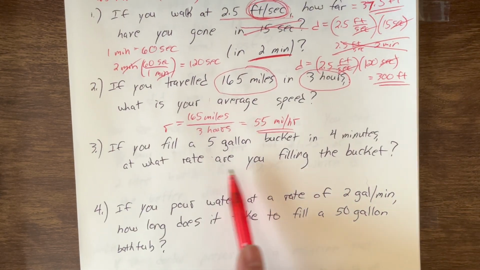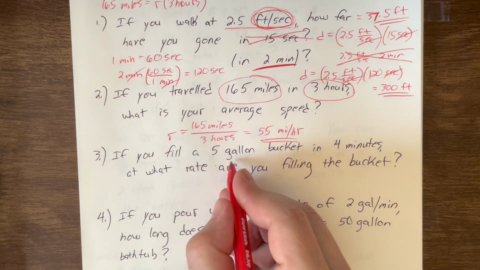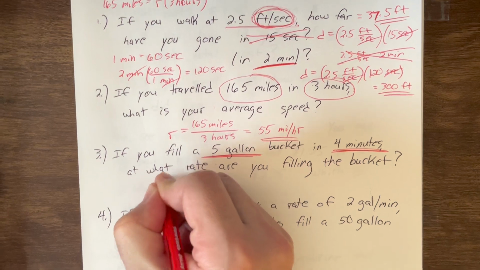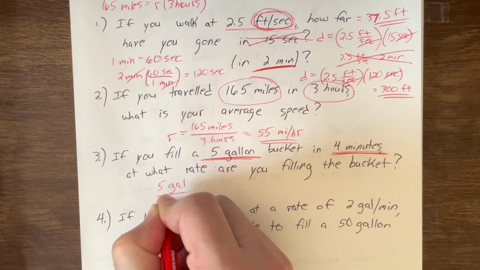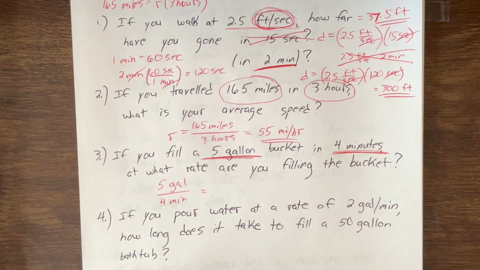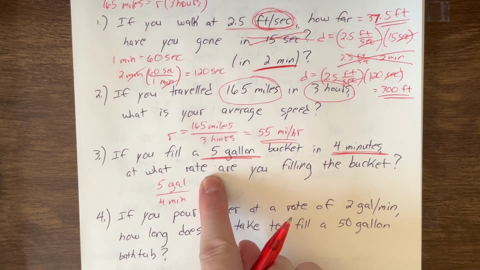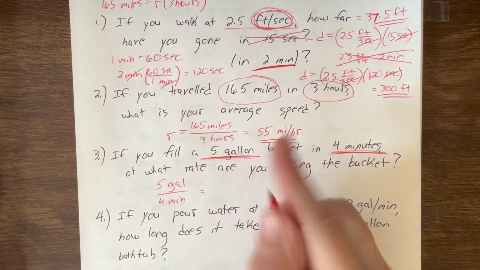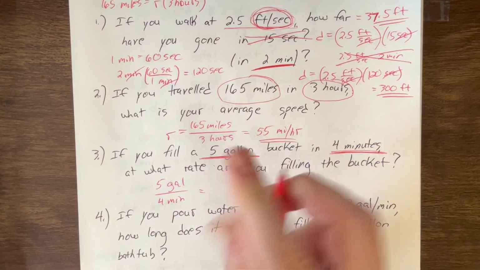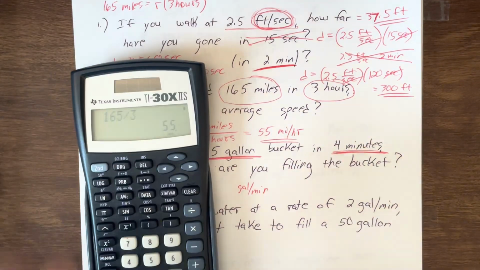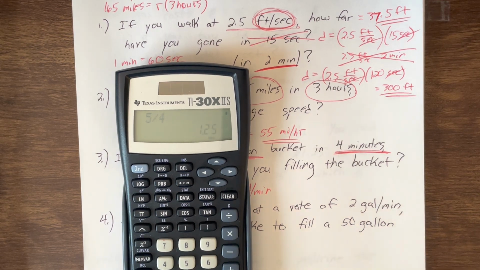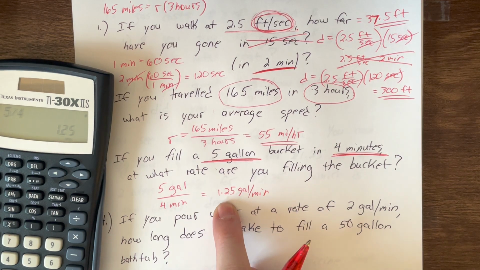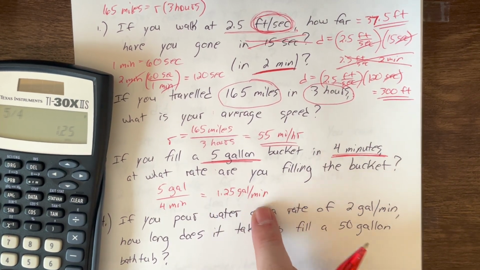Here, the same idea. How are we going to get the rate we're filling the bucket? We're going to take how much we filled over how long we spent filling it. So 5 gallons over 4 minutes. Expectations on the units: what kind of a rate are we looking at here? Well, if this is measured in gallons and this is measured in minutes, we'd expect gallons per minute, and that's exactly what we'd get here. And computationally, just the arithmetic, 5 divided by 4, we are filling at a rate of 1.25 gallons per minute.